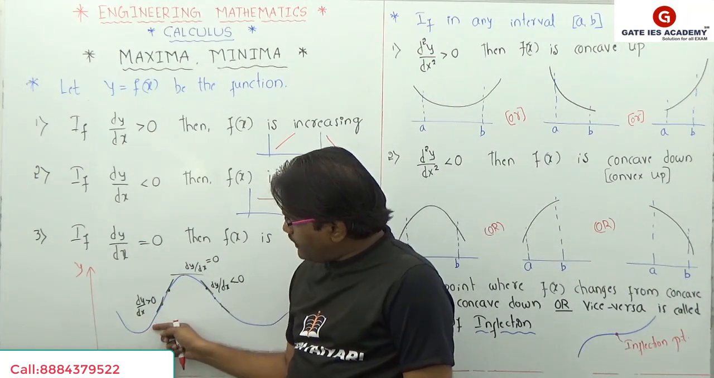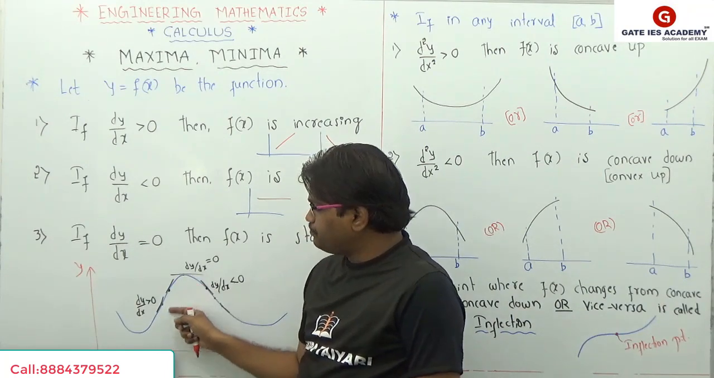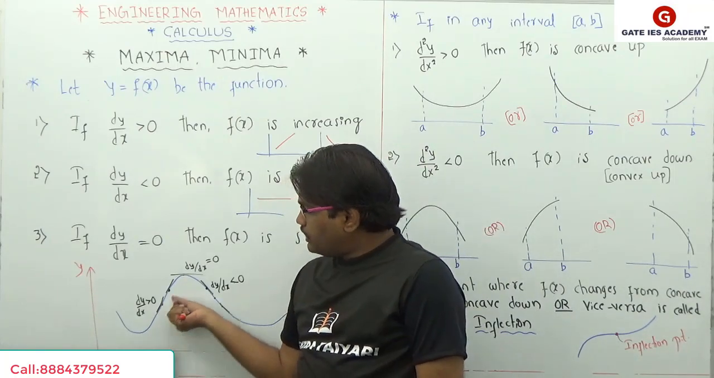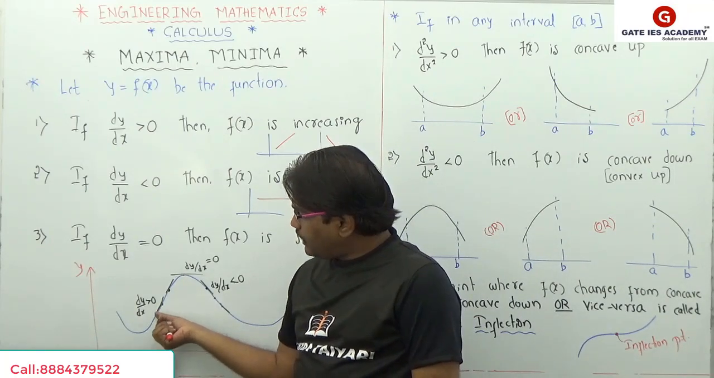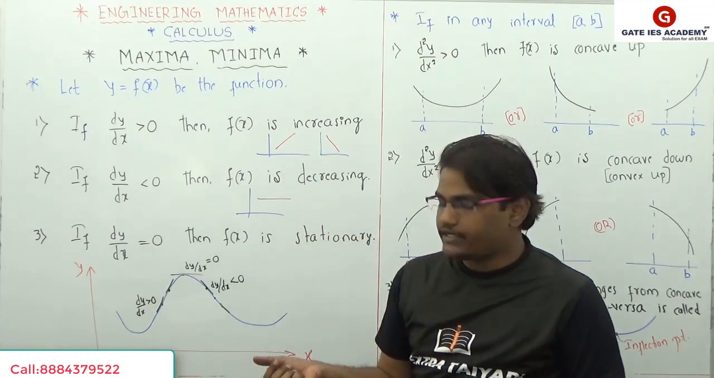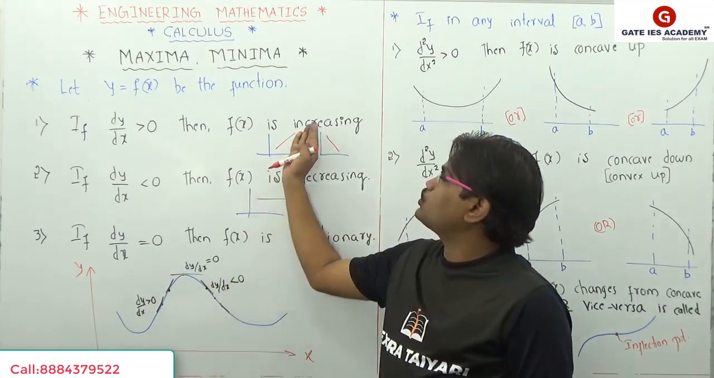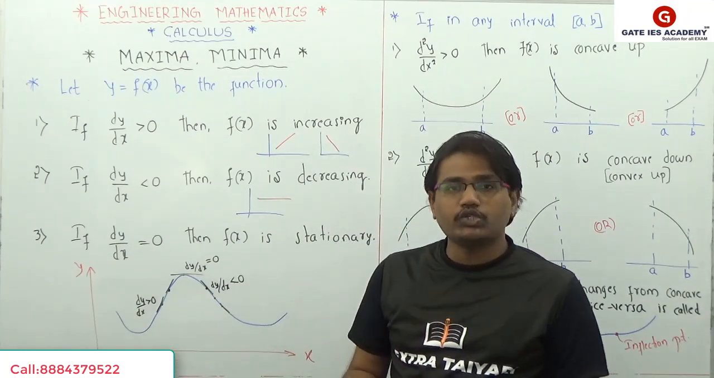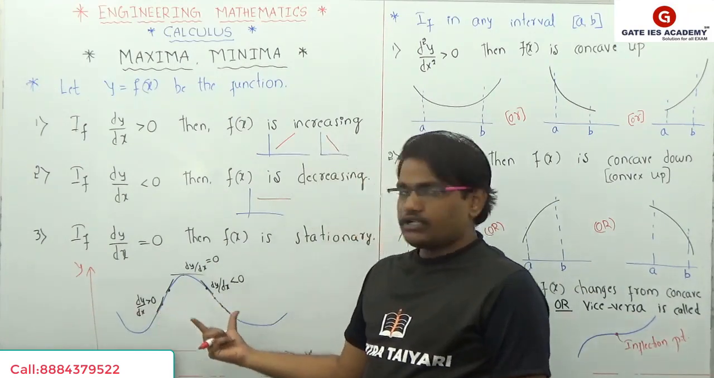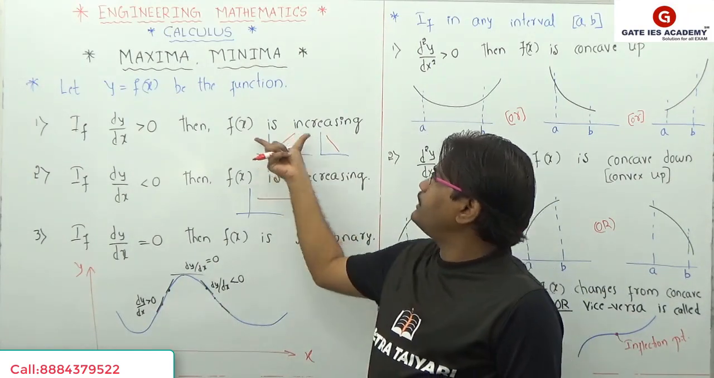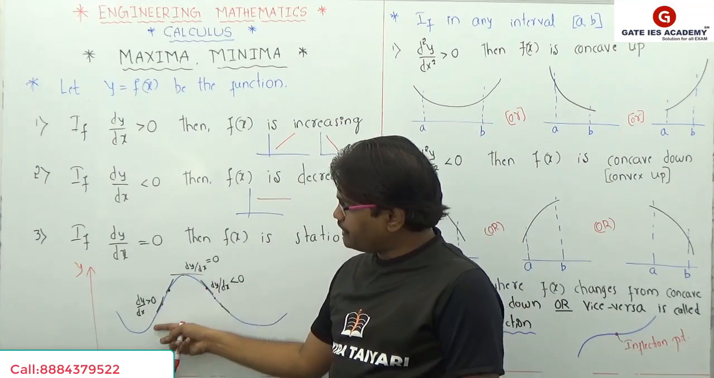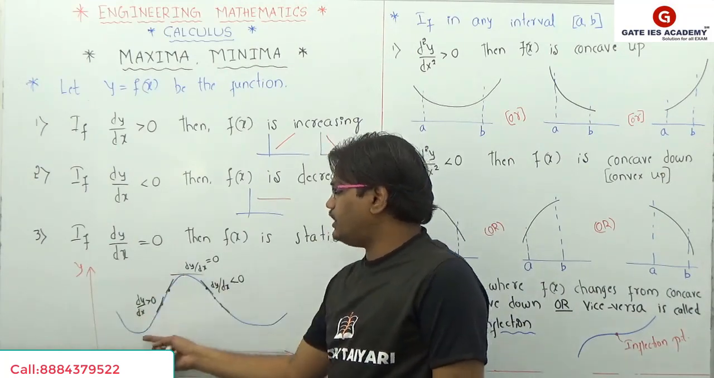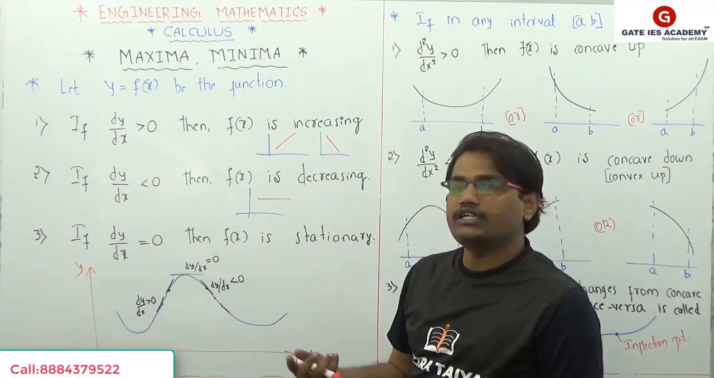But consider the points in this region, the upper hill region, uphill. If you take any points and draw the tangent at those points, that tangent will have a positive slope like this, meaning dy by dx is greater than 0. So at these points we can say the function is increasing. With respect to x, the function is increasing, meaning y is increasing as x is increasing.